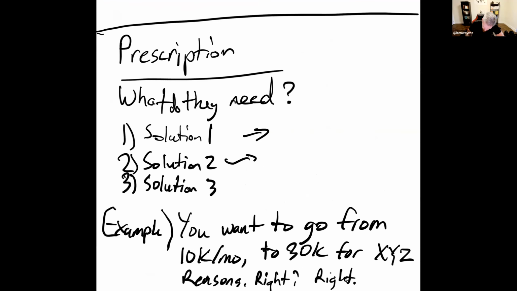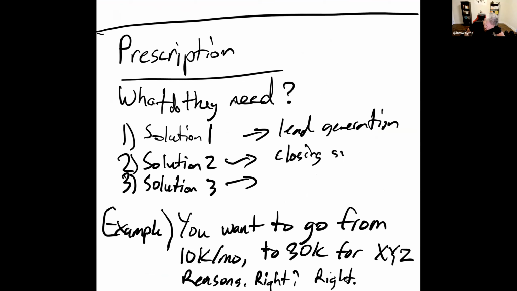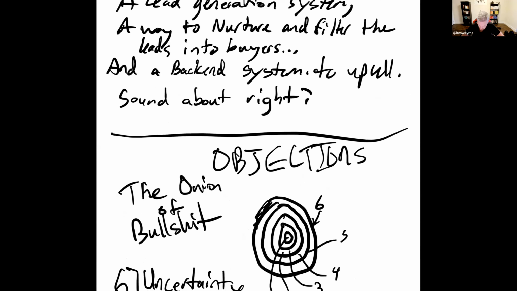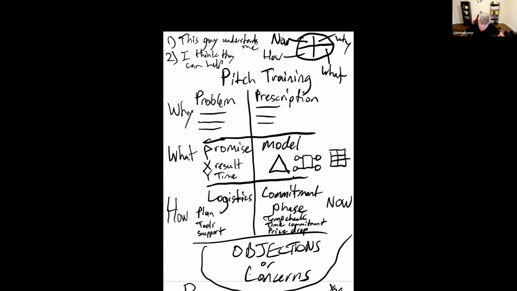So your solutions are generic. Like it's a lead generation machine. It's a way to effortlessly lose weight. You need a meal plan that works for you. You need this, you need that. It's very vague. This is not like what you do. You need a closing system that works for you, or an effortless closing system. And you need an upsell client success back end program. BE for short, back end program. And they're like, yeah, perfect. I'm like, hell yeah. Okay, so that's the first part, the why up here, the problem and prescription.